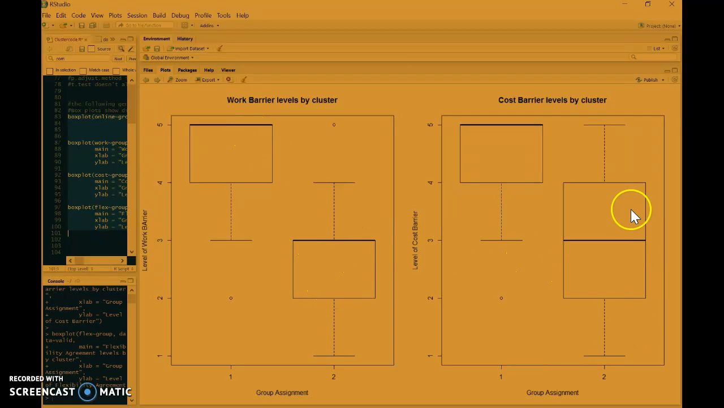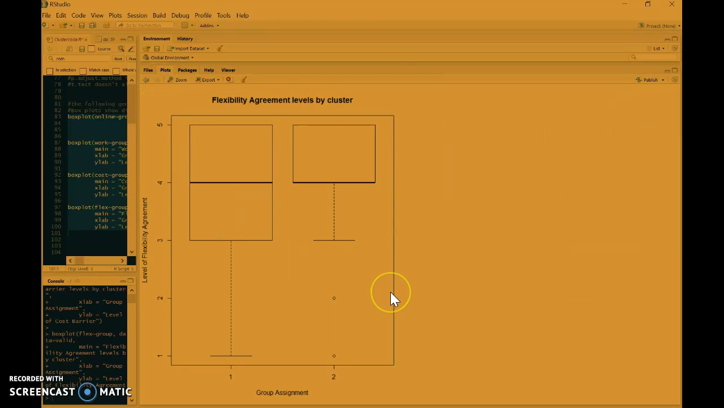Cost, not exactly the same. We have a really normal distribution across this group 2 and a really skewed towards 5 distribution here for cost. And then finally, flex.